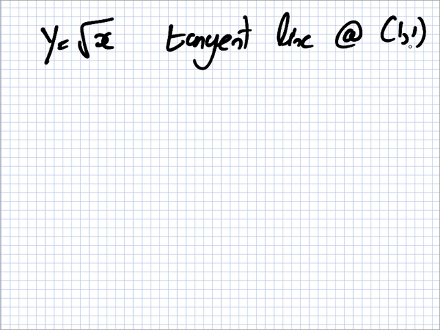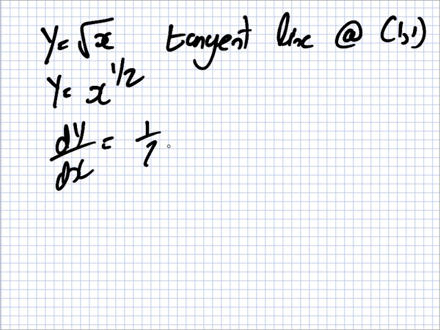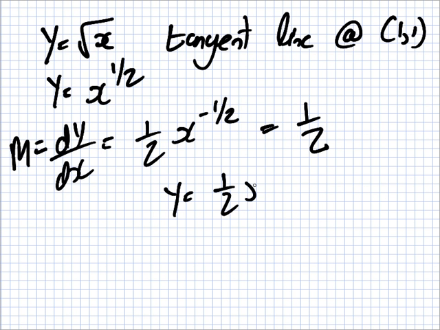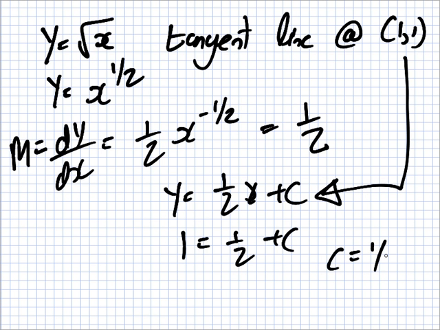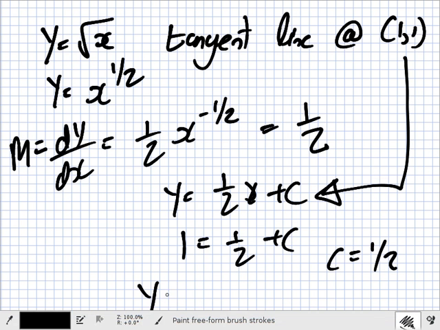Right, do we have an answer here for this? Y is equal to half x plus half. So, the trick here was to say x power a half, and dy/dx is a half x to the minus a half, and the x is 1. So this ends up being a half. So you have y equals a half x plus c. We get to c by putting this point in: 1 equals a half plus c, so c equals a half. So you have y equals a half x plus a half.